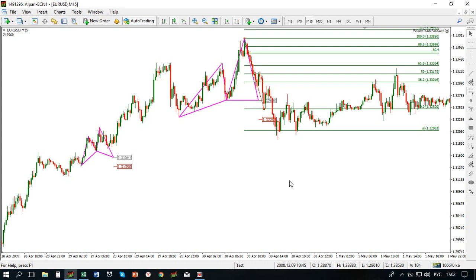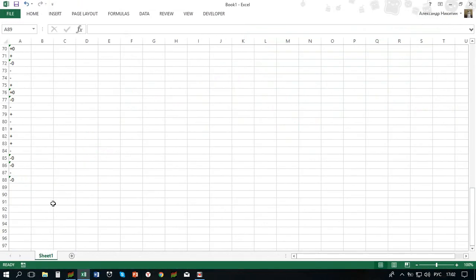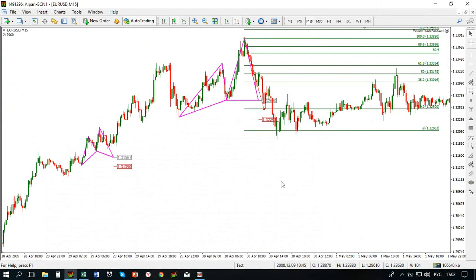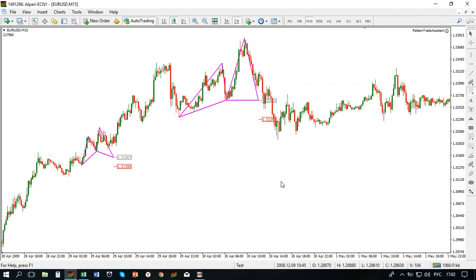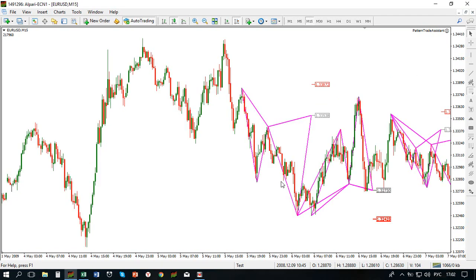No, that's a piece of bullshit. That was minus. Don't believe anybody until you check it yourself.